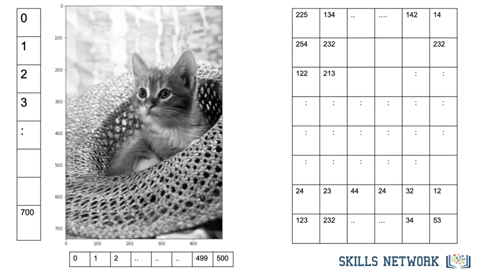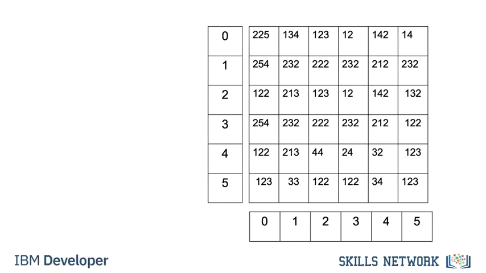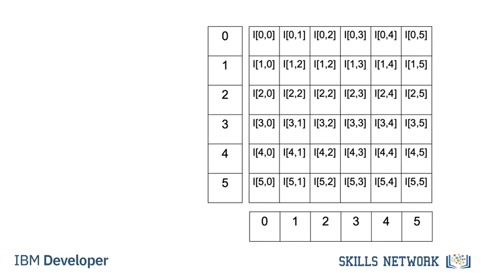For rows, we start at the top of the image and move down. For columns, we start at the left of the image and move right. Let's work on the following toy example. Instead of looking at the intensities, let's look at the array index. We will call it Array 1.